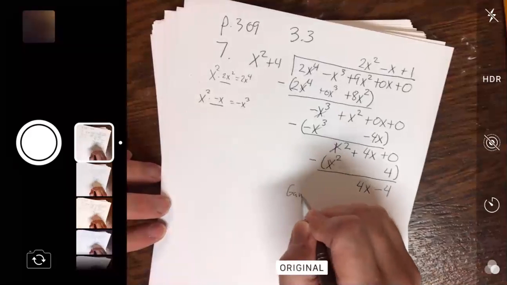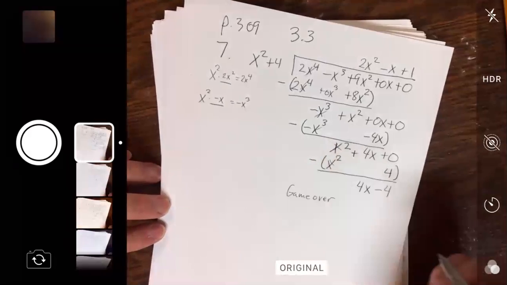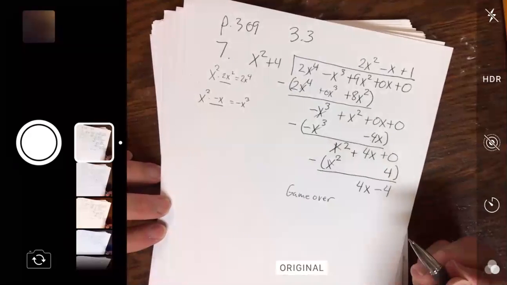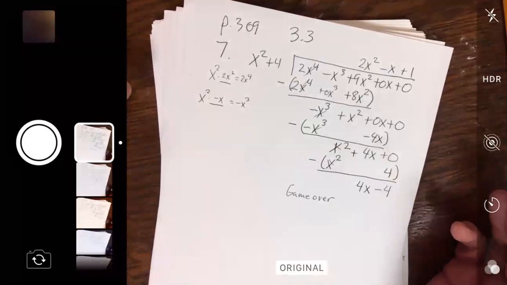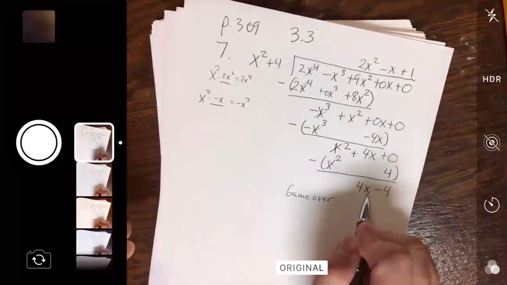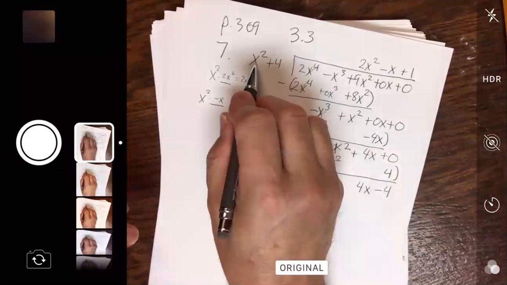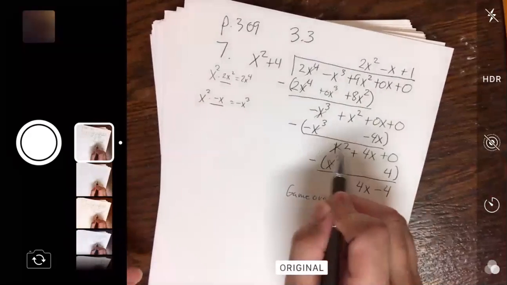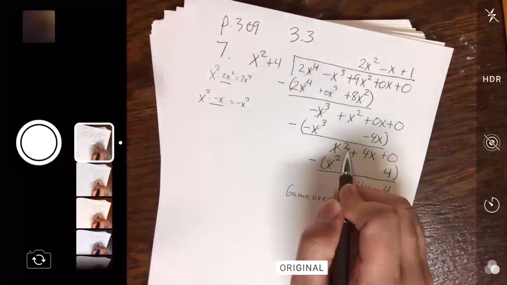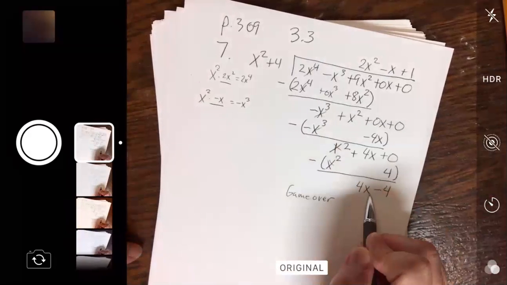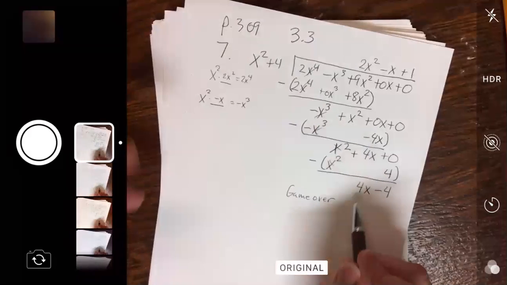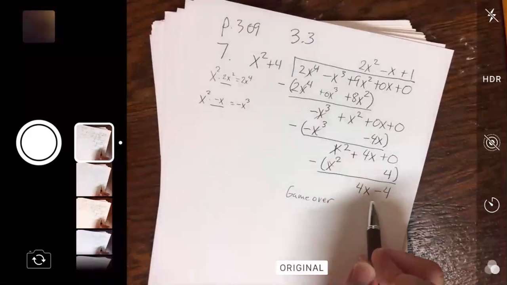Game over. Do you understand why or how we know the game is over? It's because this power is less than this power. Notice I can still play when the powers are equal. X squared there, I can still play. But when that comes down with an x, you'd have to do a 1 over x or something to get this to match and cancel. And so your game's over.